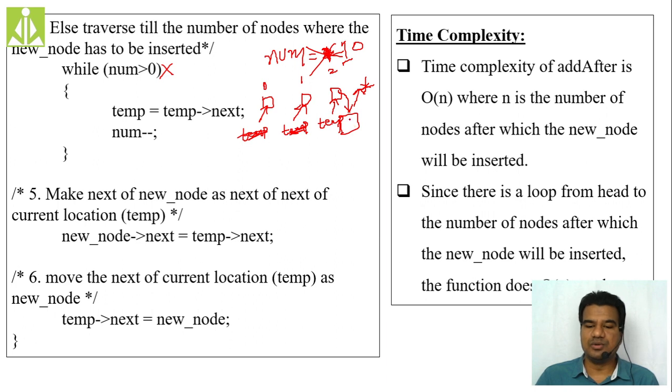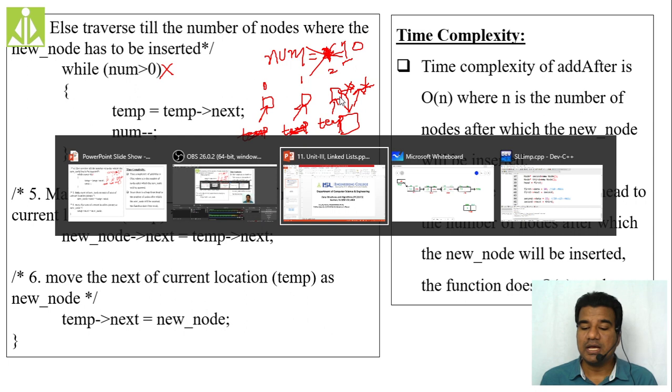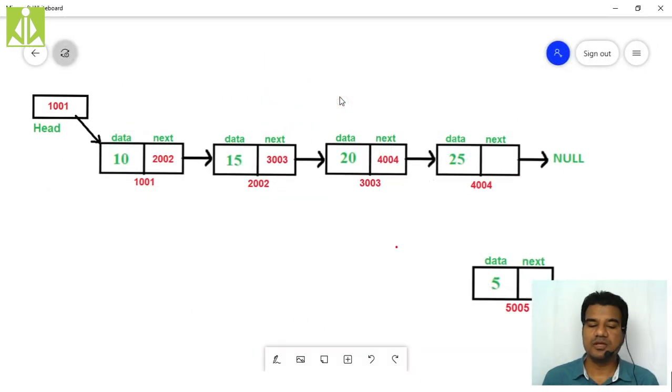Temp of next equals new node. Ultimately, the link which exists over here will be removed. So immediately we will go and see graphically how this can be explained. Here I have taken everything with an example. We have 4 nodes in my linked list, and I want my node to be inserted after this 15.